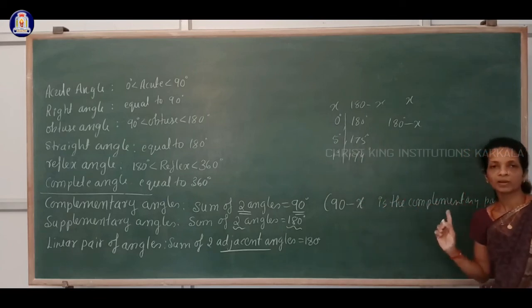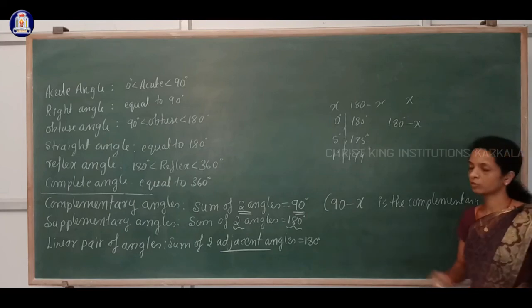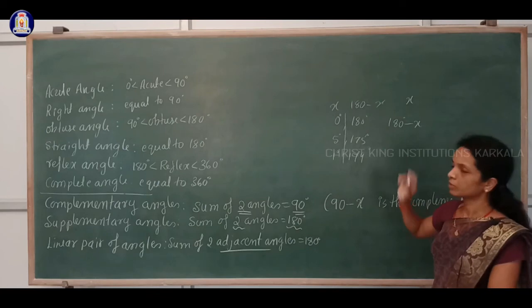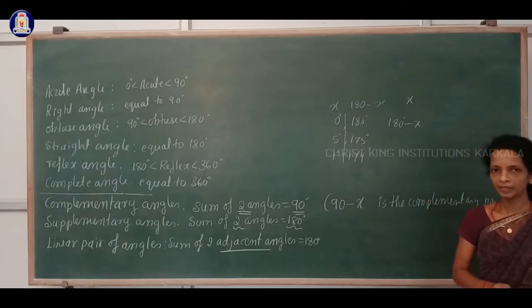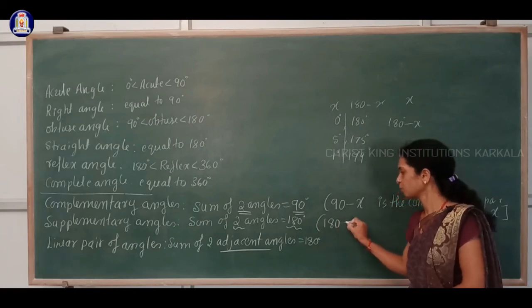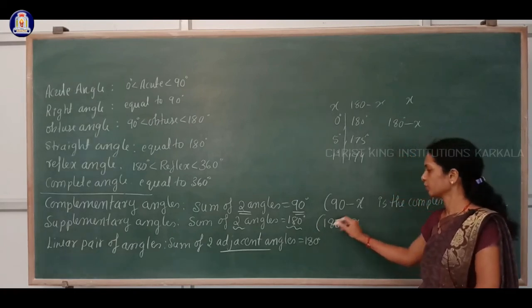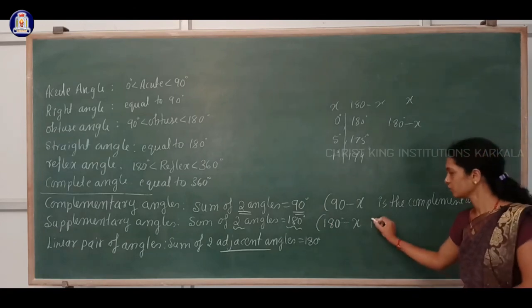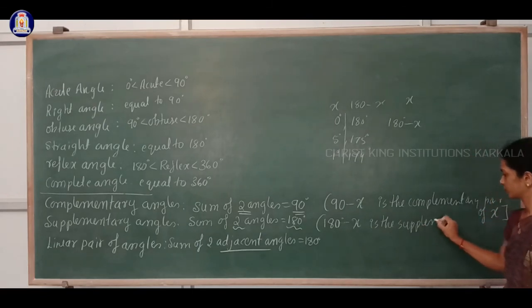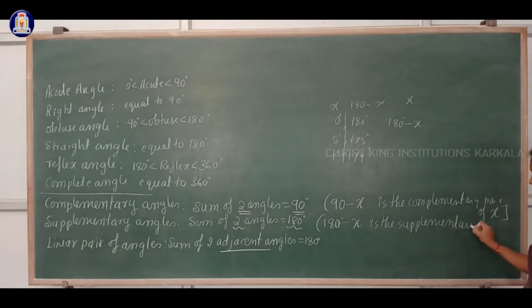So suppose you are given one angle, then to get a complementary pair, you have to subtract that angle from 90, and at the same time to get a supplementary pair of the given angle, you have to subtract that given angle x from which degree? 180 degrees. So 180 degrees minus x is the supplementary pair of angle x.